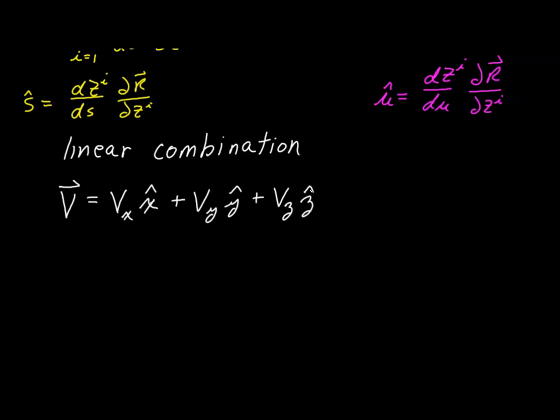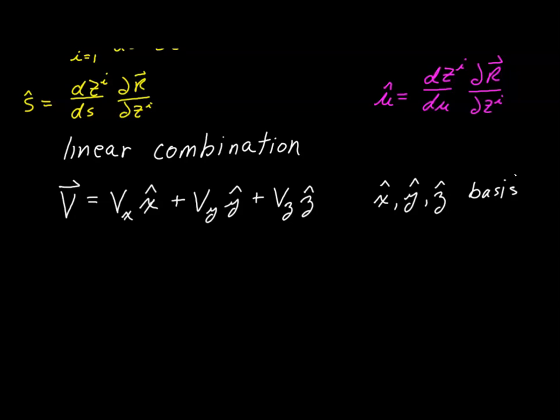This is also a linear combination. It's exactly the same form as this one. You take a scalar times a vector plus a scalar times a vector, etc., and the sum of these three terms equates to the individual vector. When we do this, we say that the vectors x hat, y hat, and z hat form what we call a basis.